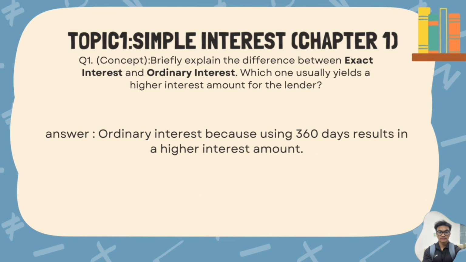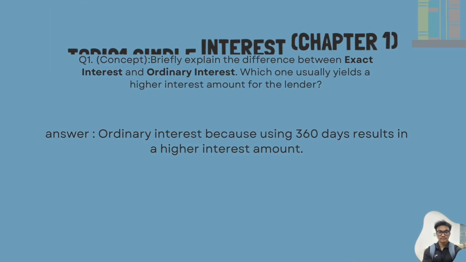Question 1, Concept. Briefly explain the difference between exact interest and ordinary interest. Which one usually yields a higher interest amount for the lender? And the answer is ordinary interest, because using 360 days results in a higher interest amount.